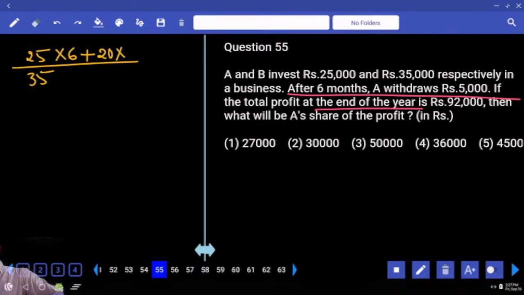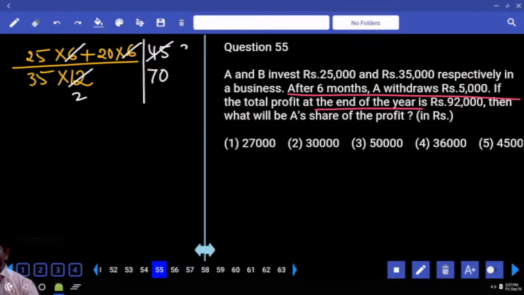So the business happened for 12 months. For A already 6 months are over, remaining 6 months. And for B, 12 months. Take 6 common in numerator and denominator, go for cancellation. Numerator is 45, denominator 70, 5 9 times, 5 14 times.